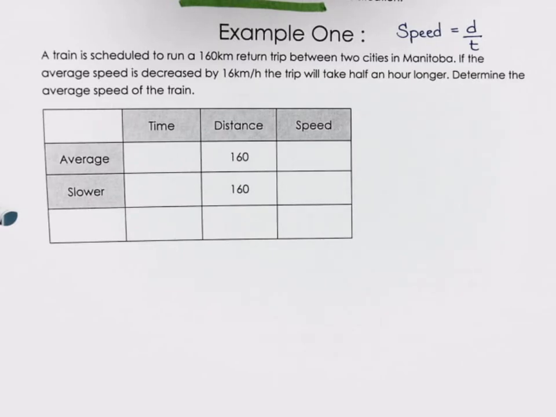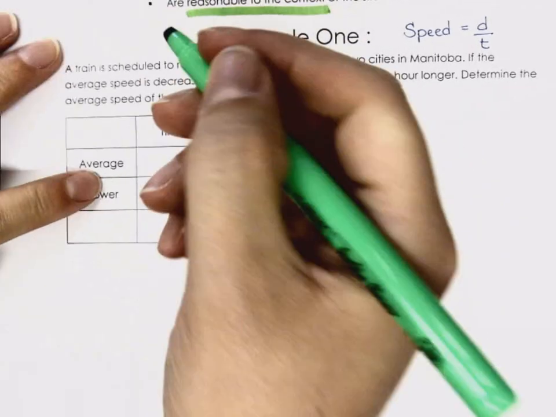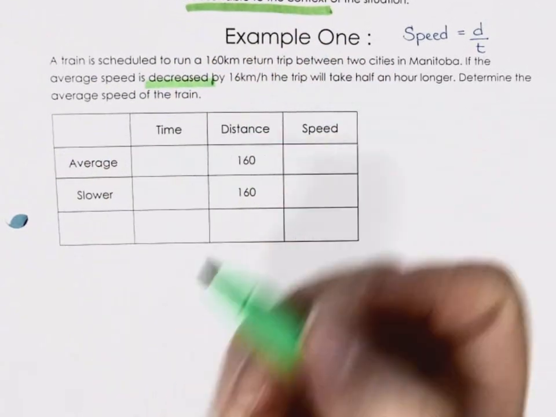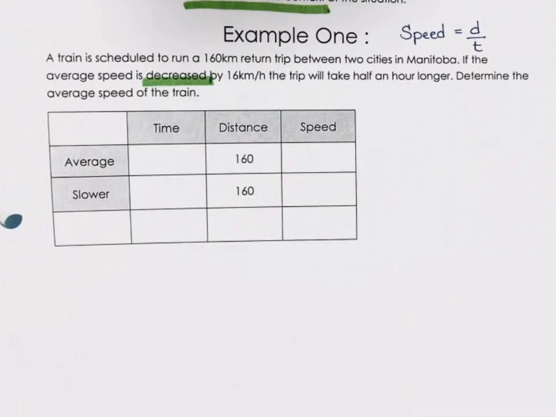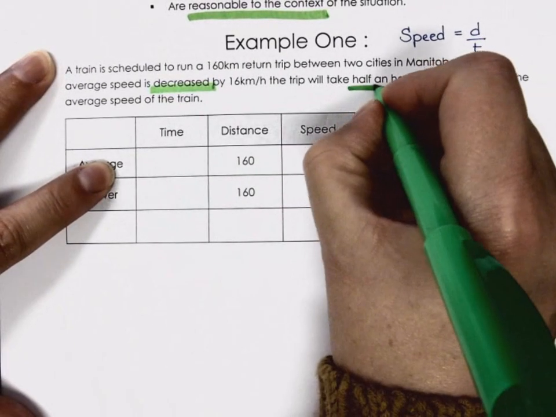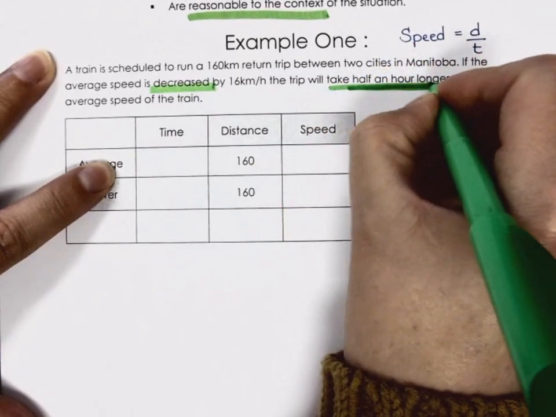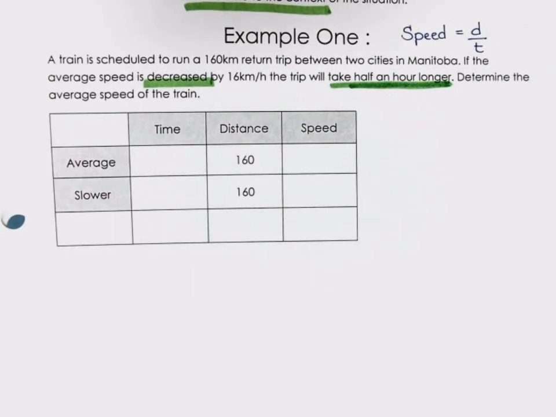Okay, a train is scheduled to run a 160-kilometer return trip between two cities in Manitoba. So 160 kilometers return, there and back. If the average speed is decreased, so I'm going to get my little highlighter out. Decreased. What am I going to do to my speed when I'm decreasing? I'm subtracting. The trip will take half an hour longer. Determine the average speed of the train.